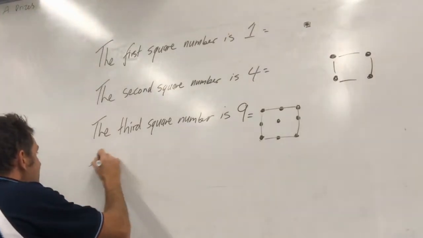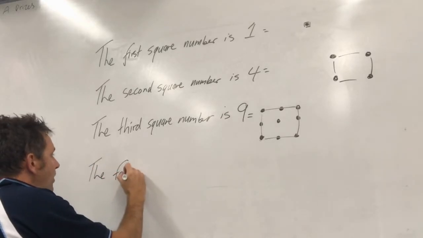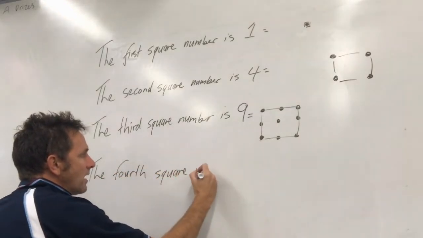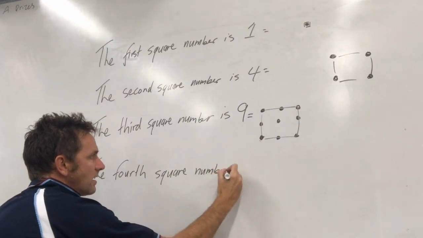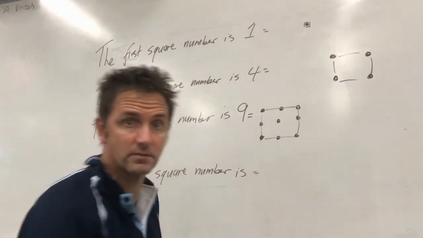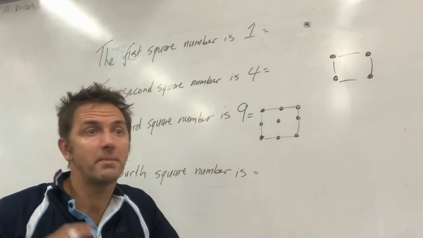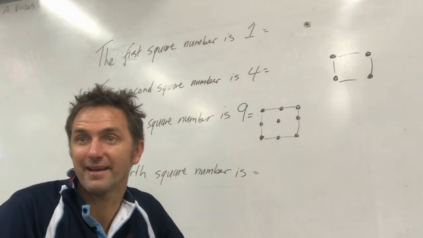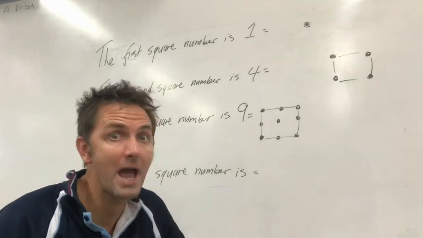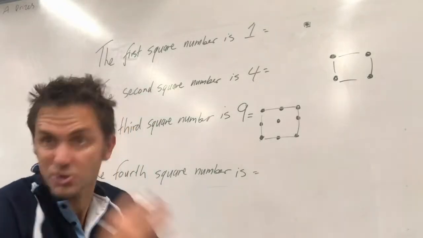The fourth square number is... Let's see over here. Good, we can. Right. How many across are the dots going to be? It's the fourth square number. How many across? 4. How many up? Right, so let's draw that out.